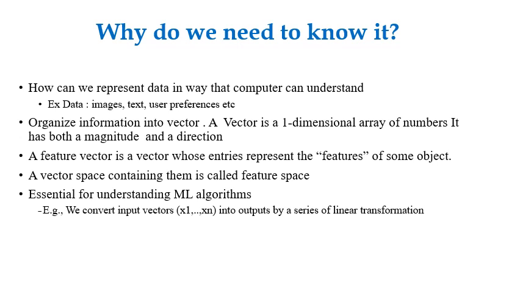In general, we will be using different kinds of data such as images, text and user preferences, etc. This data will be organized using vector representation, where a vector is a one-dimensional array of elements. It has both magnitude and direction, as I said already. A feature vector is a vector whose entries represent features of some object. A vector space containing them is called feature space, and these are the terms we will be using in machine learning. Essential for understanding machine learning algorithms is how we convert input vectors into output by linear transformation.